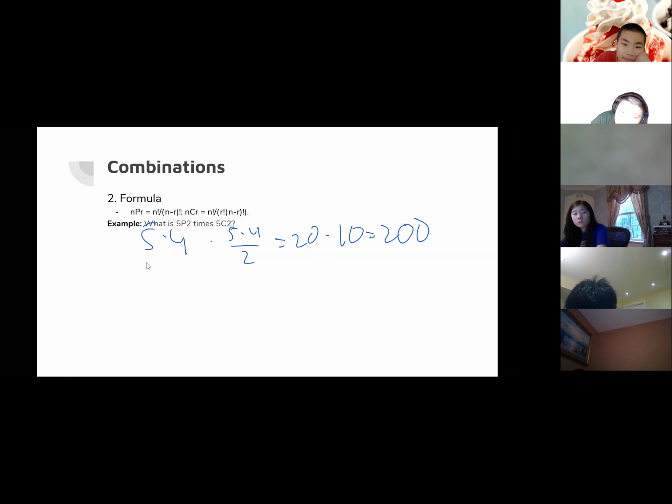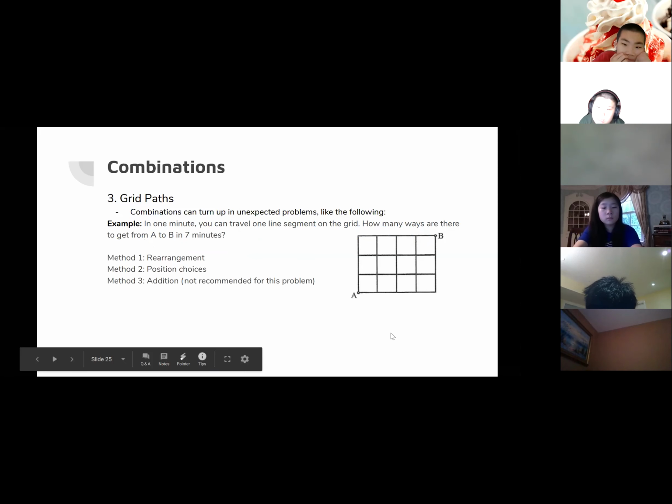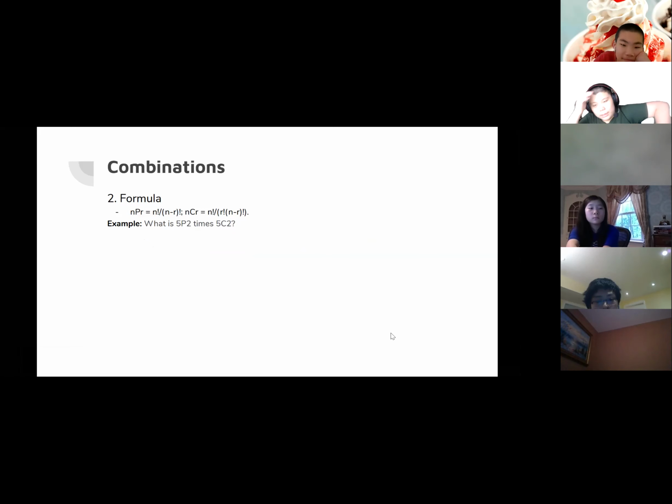Okay, looks like people should understand it, and the next problem is going to be grid paths. In 1 minute, you can travel 1 line segment on the grid. Okay, can you go back to the formula? Again, the formula doesn't matter, but here it is. Well, it does matter, but it's more important to just think about it.